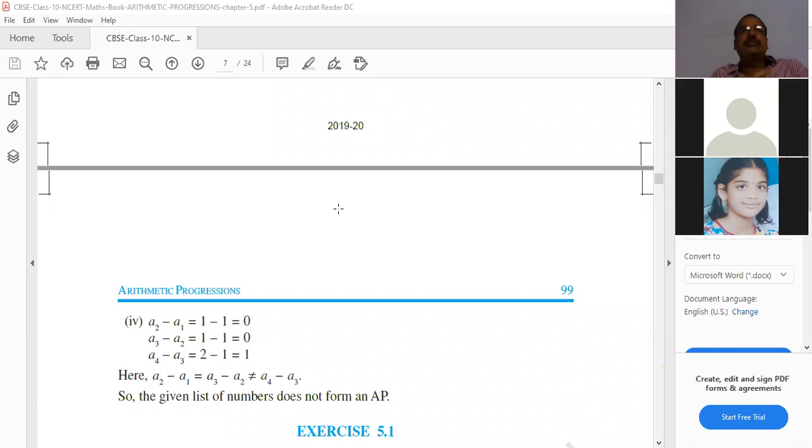The definition of an arithmetic progression: if we get successive terms by adding a fixed term to the preceding term, except the first term, then that series is called an arithmetic progression. The fixed difference, the common difference D, is either positive, negative, or 0. Positive means the series is in increasing order. Negative means the series is in decreasing order. 0 means the same number will continue in the series.